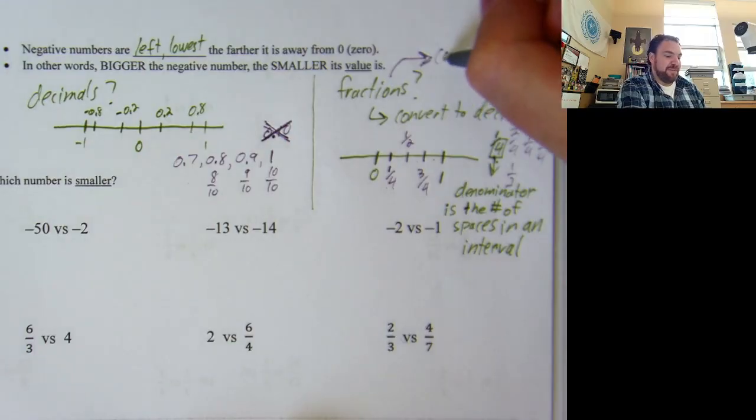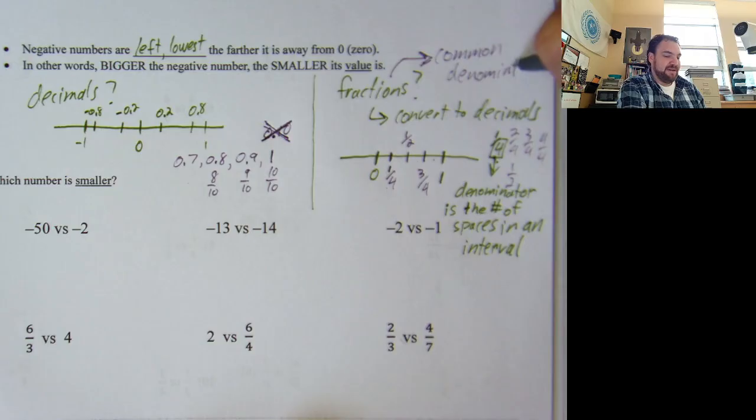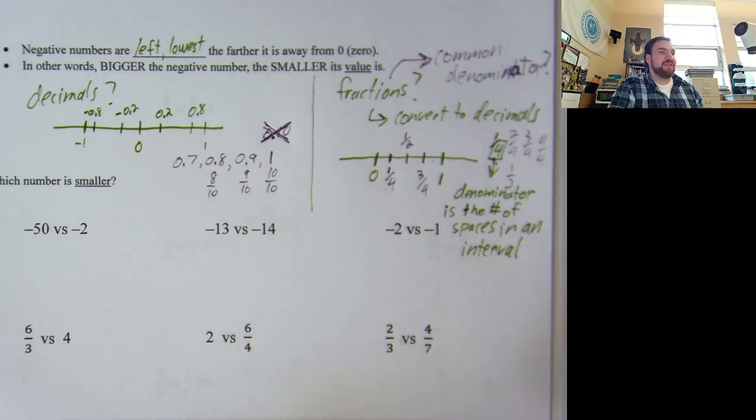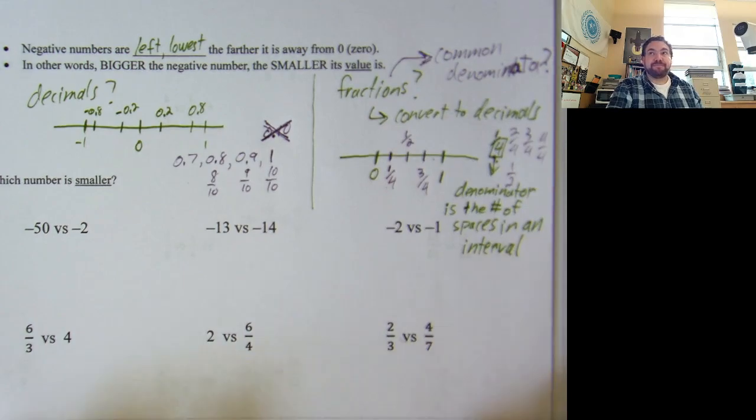What if we found a common denominator? Common denominator. We have found common denominators before, yes? This is a tool we can use to compare sizes of numbers, and I'll demonstrate all of that down here.